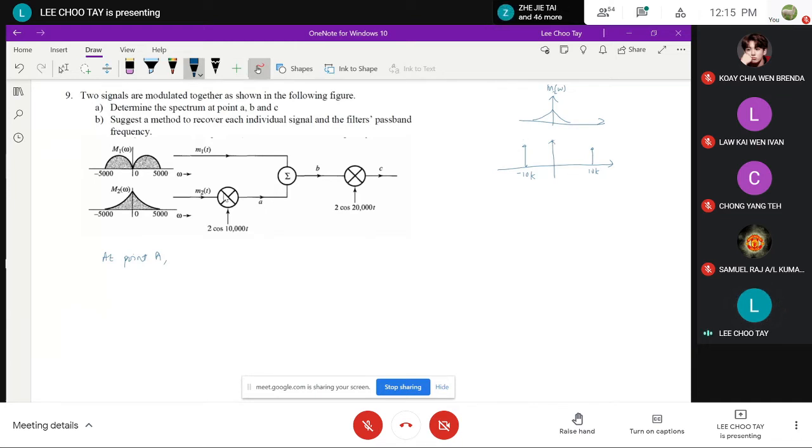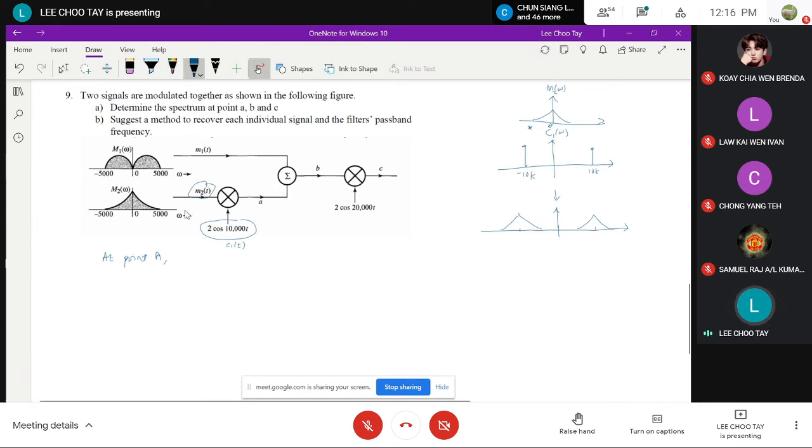Now we multiply this m2(t) with this signal in time domain. I call it c1(t), so this is C1(omega). In frequency domain, we are actually convolving these two signals. What does that give you? We shift the spectrum from center at 0 to center at 10K, and also center at minus 10K. So you're going to get this.